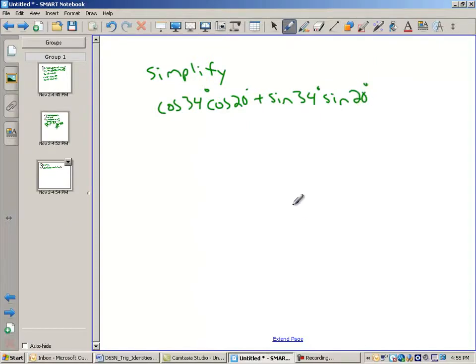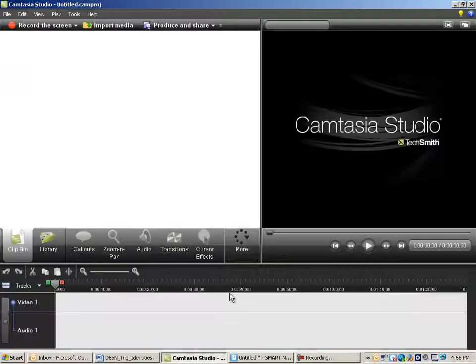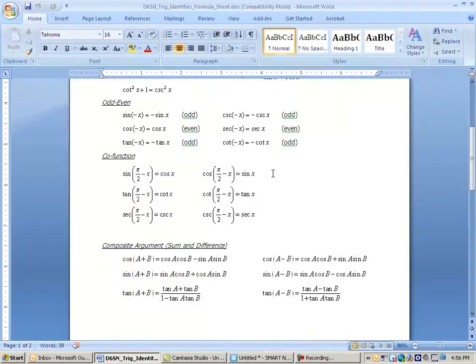So I'm going to go to my formula chart and see what this looks like. I've got cosine of an angle times cosine of an angle plus the sine of an angle times the sine of an angle. Let's go back and look. Looky here, it matches the cosine of a plus b, cosine of an angle, sine of an angle. But wait a minute, that's a plus sign, so it's not cosine of a plus b. Look over here: cosine a cosine b plus sine a sine b is equal to the cosine of a minus b.